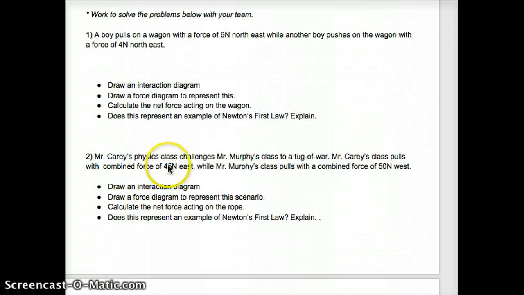Okay, so please go through number 1 and 2 here with your group and complete your interaction diagram and a force diagram, and then calculate the net force acting on each and explain how it's an example of first law.